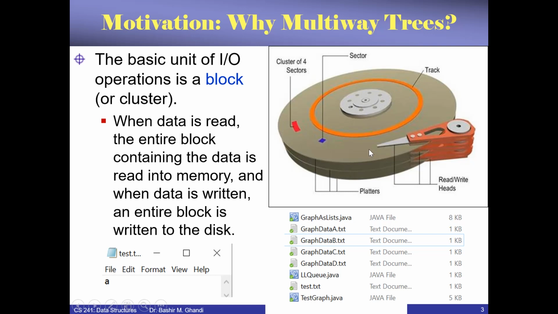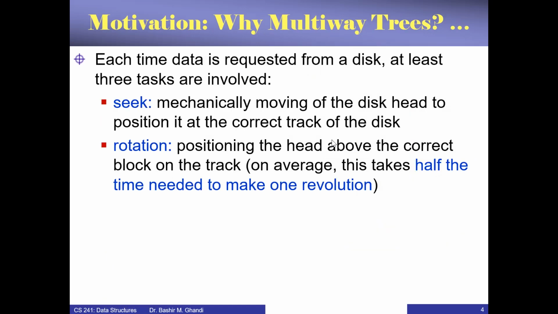So what we do is we say that on the average, we need at least half a cycle, half the time needed for the disk to make one cycle. That is the rotation time. It could be almost a full cycle, or it could be very little, just a small distance, like from here to here, which is not up to half. So on the average, we say half the time needed to make one revolution or one cycle.